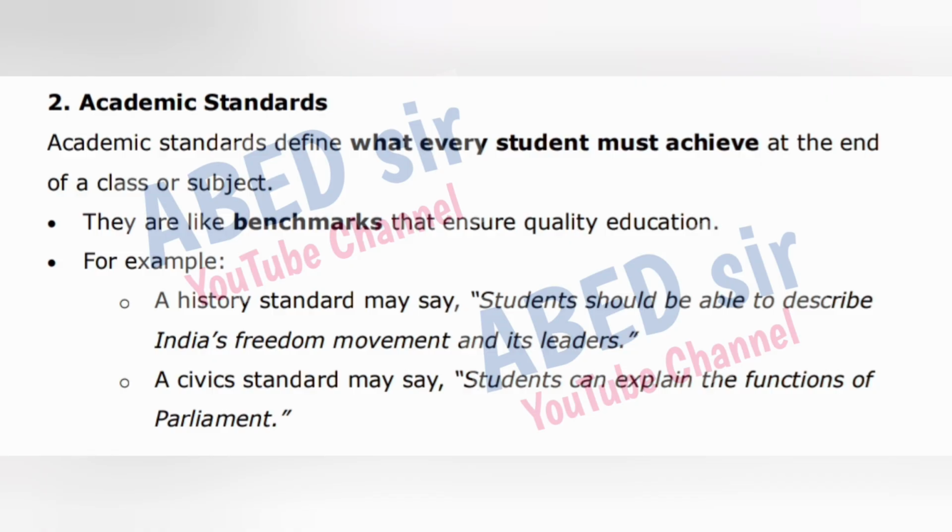2. Academic standards. Academic standards define what every student must achieve at the end of a class or subject. They are like benchmarks that ensure quality education. For example, a history standard may say, students should be able to describe India's freedom movement and its leaders. A civics standard may say, students can explain the functions of parliament.